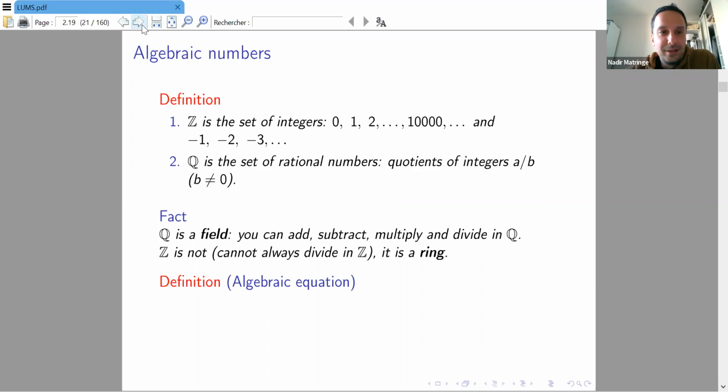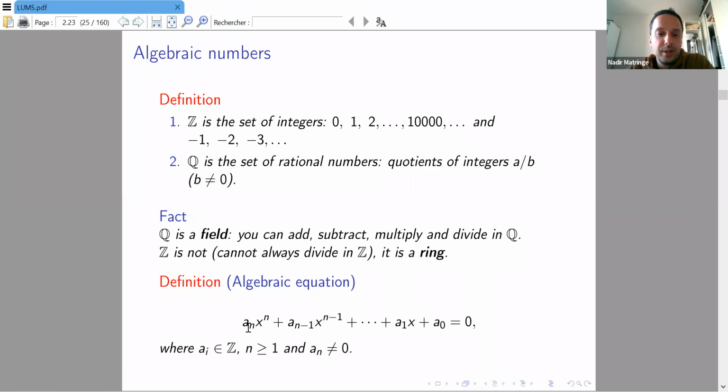In any case, in order to define what an algebraic number is, first of all, you need to define what an algebraic equation is. So for me, an algebraic equation is a polynomial equation of the following form, where the coefficients a_i are required to live in Z. And you want the first one to be non-zero, and you want n to be at least equal to 1. So this is an algebraic equation, and they have been studied for a very long time.